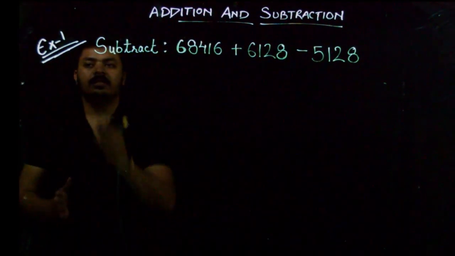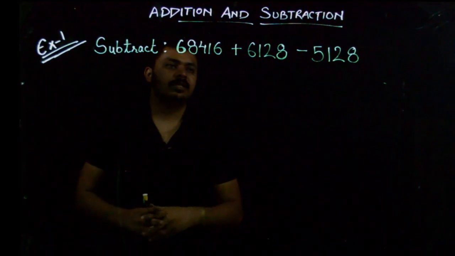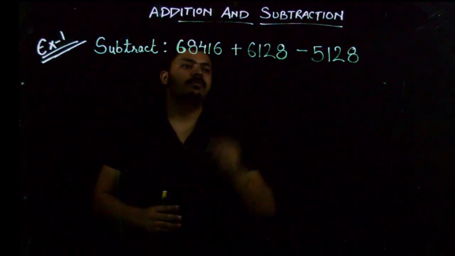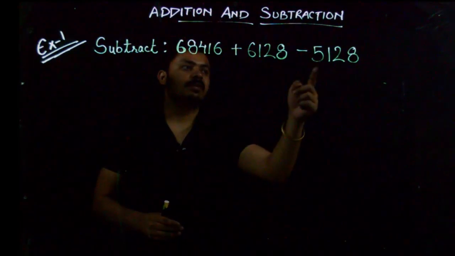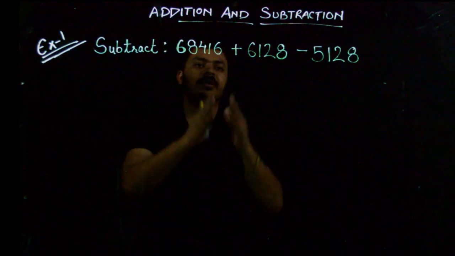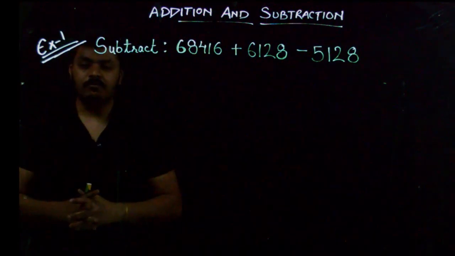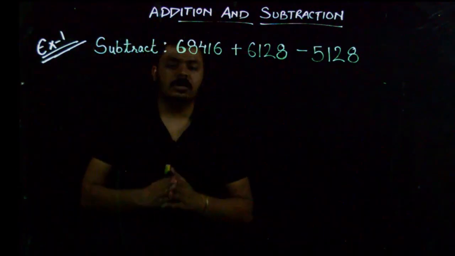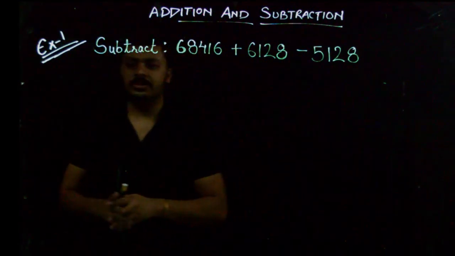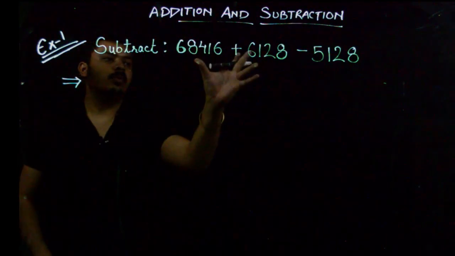So let's see example number 1. Subtract 68,416 plus 6,128 minus 5,128. So in this expression, we are given addition as well as subtraction. So our first step would be to add the two numbers and then follow with the subtraction. So first, step 1, add both of the numbers.